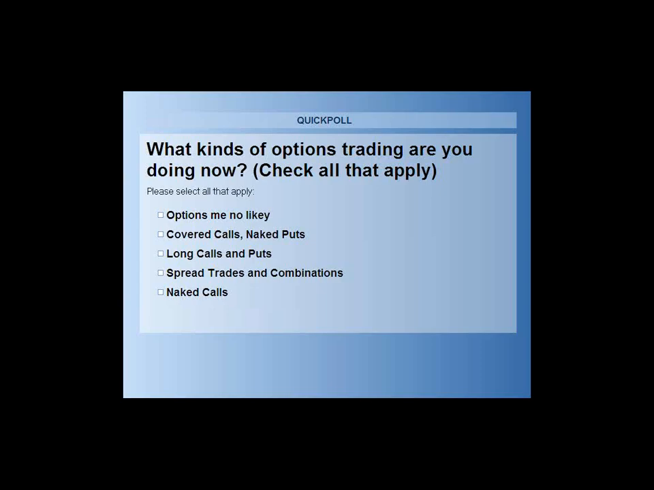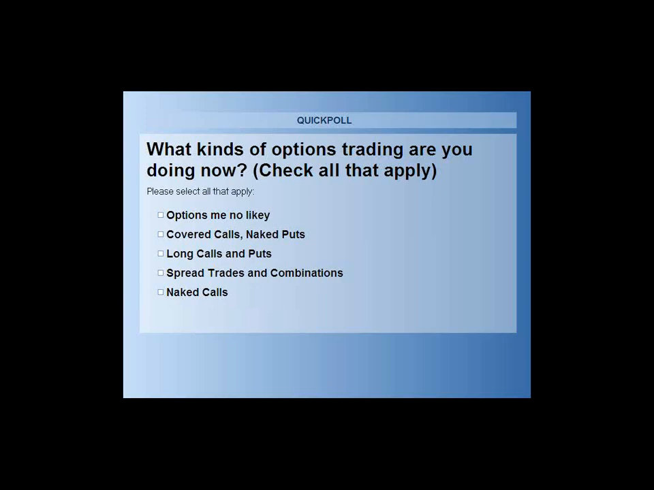Are you trading covered calls or the parity trade in a sense, naked puts? Are you looking mainly to trade long calls and long puts, speculating on market movements? Are you doing spread trades and combinations, the vertical spreads, for example, bear call credits, bull put credits, iron condors perhaps? Even the diagonals would fall into the combinations there.